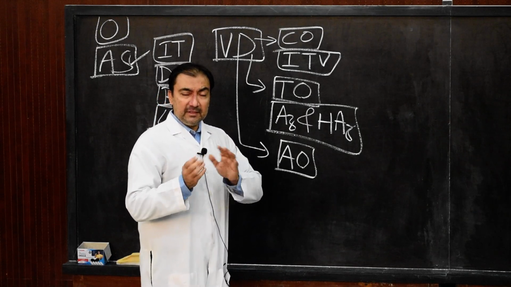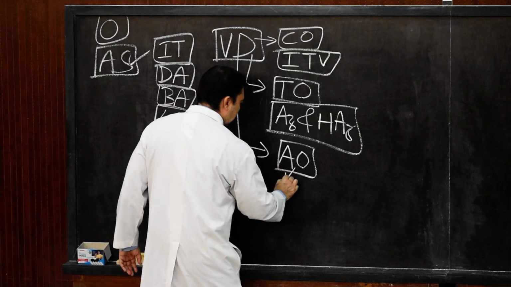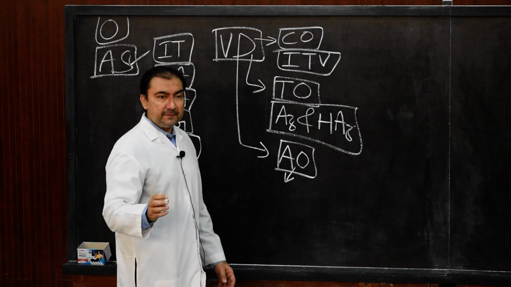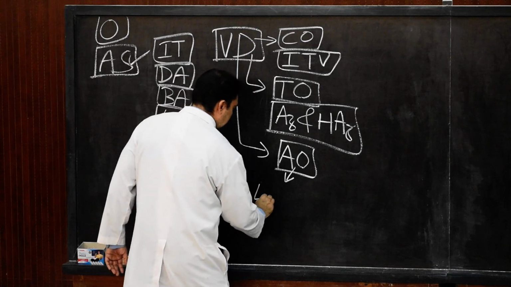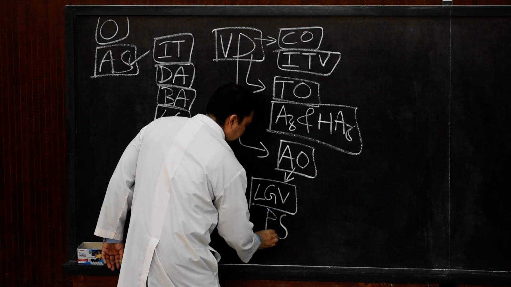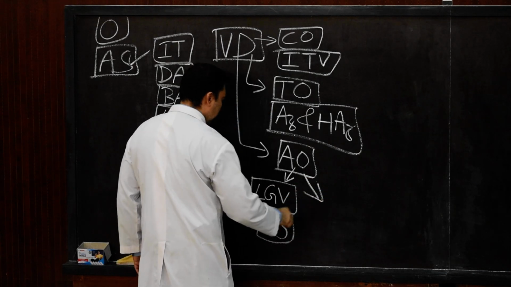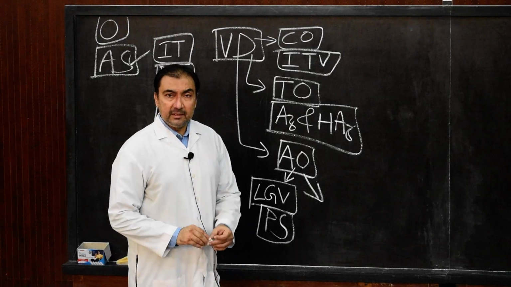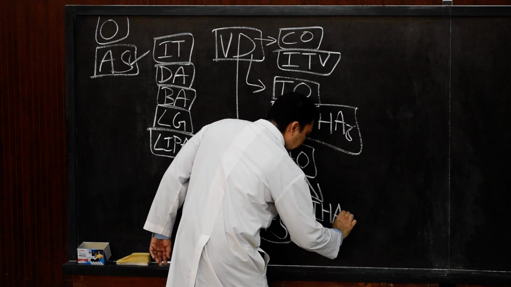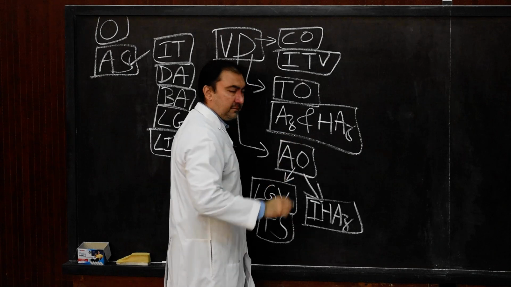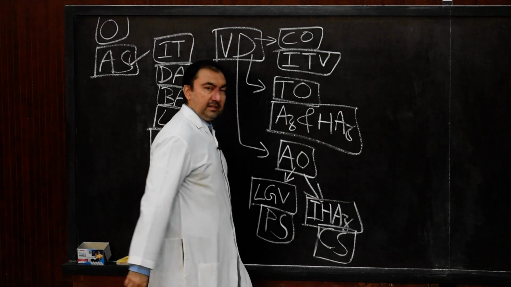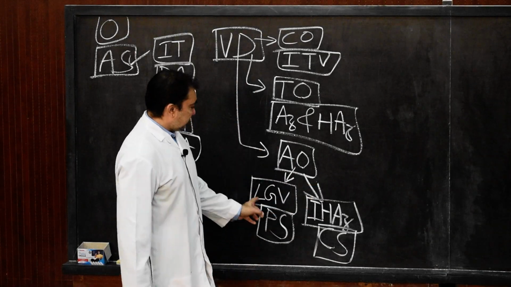Now here it is divided into 2 segments. Partly the abdominal part of esophagus will drain the blood into the left gastric vein. Now this vein belongs to portal system, and partly the abdominal part of esophagus will drain the blood into the inferior hemiazygos vein, and this vein belongs to caval system of veins. So the applied anatomy of esophagus is present over here.